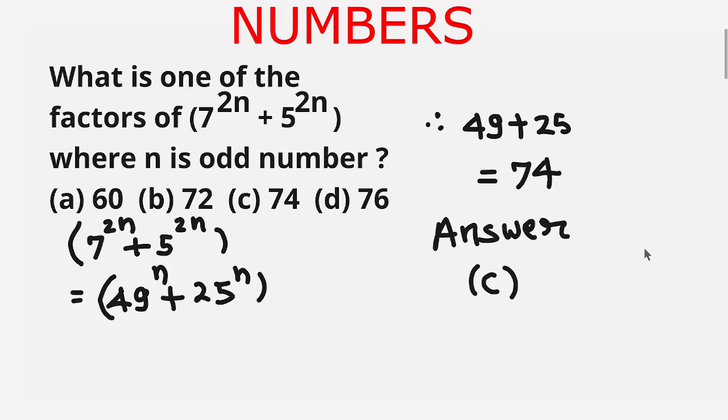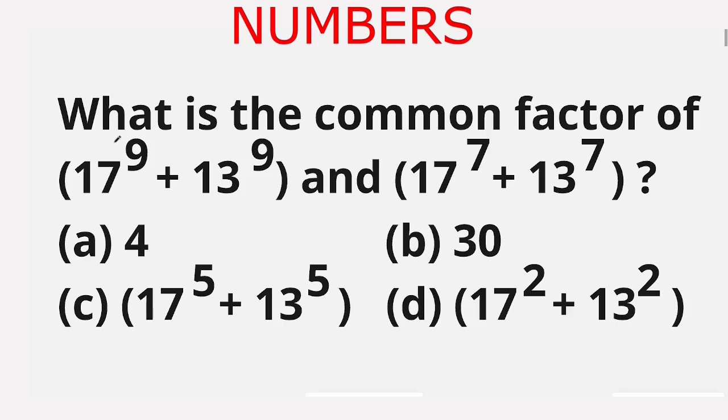We go to the next question. Our question is, what is the common factor of 17 to the power 9 plus 13 to the power 9 and 17 to the power 7 plus 13 to the power 7? The given options are option A 4, option B 30, option C 17 to the power 5 plus 13 to the power 5, option D 17 to the power 2 plus 13 to the power 2.